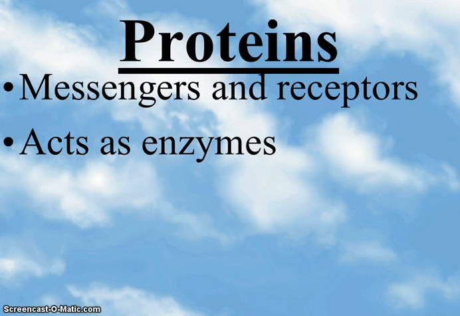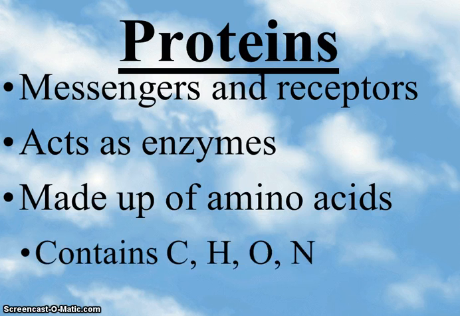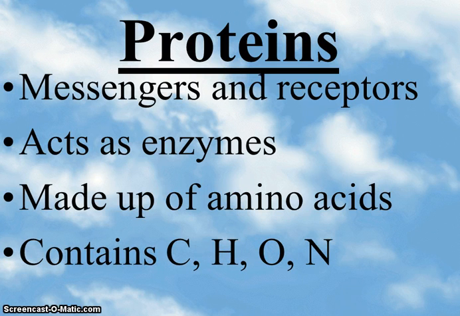And pretty much they're made up of what's called an amino acid. Now, an amino acid is going to contain the elements C, H, O, and N. So carbs contain C, H, and O with a ratio of 2 to 1. Lipids is just C, H, and O. Now proteins is C, H, O, and N. Okay, an amino acid and the way that they're bonded together makes up the proteins.